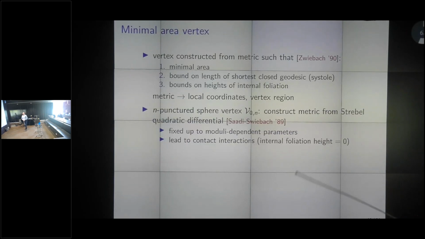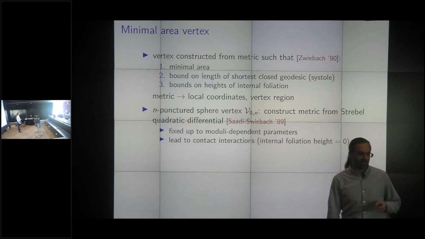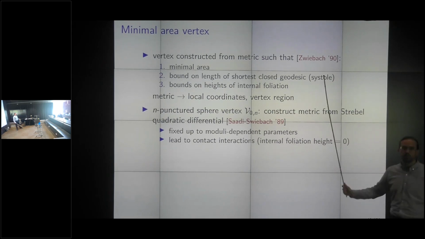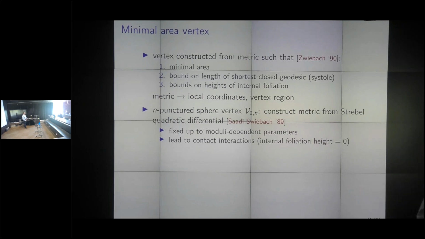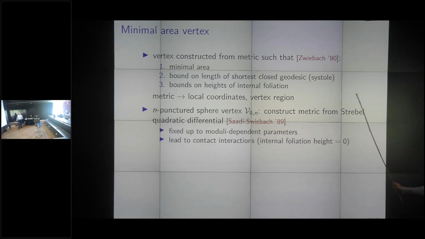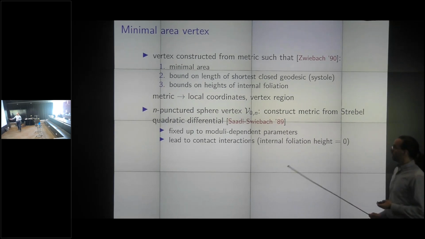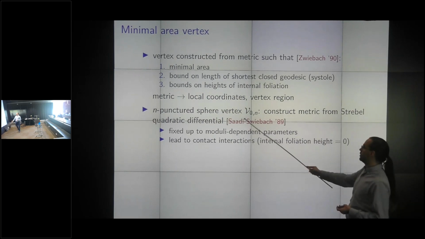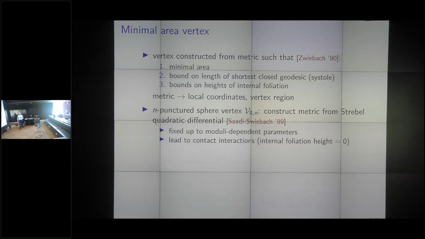So the upshot is that there is one particular parameterization of this problem, which is called the minimal area. So in that case, I want to construct the vertex using a metric which satisfies 3 properties. So the first is that it has a minimal area on the Riemann surface, so you cannot find a metric with lower area. You also have a bound on the length of the shortest closed geodesic, so it's a systolic geometry problem. And you also have some bound on the length of internal foliation. Given all this, you can build the metric. From the metric, you can extract the local coordinates and vertex region.